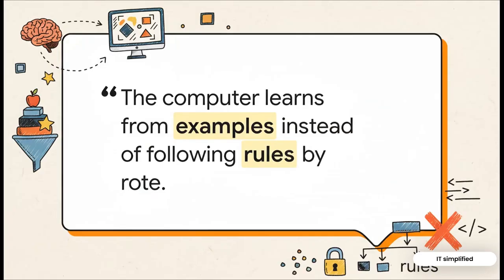So if there's just one thing you walk away with today, let it be this idea right here. This is the core shift. With old-school programming, you wrote the rules. With machine learning, you just show the computer examples, and it figures out the rules for itself. It learns from examples. It doesn't just follow orders.